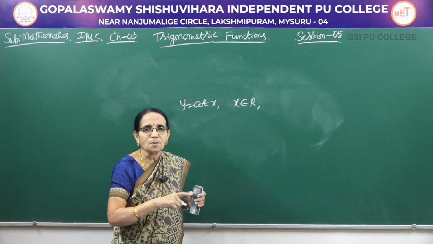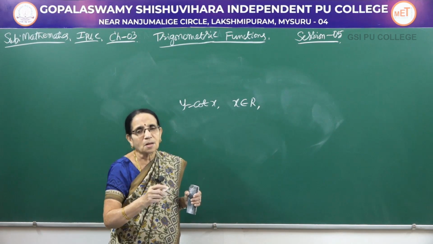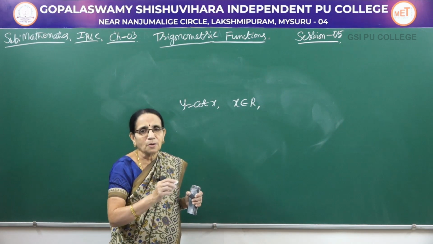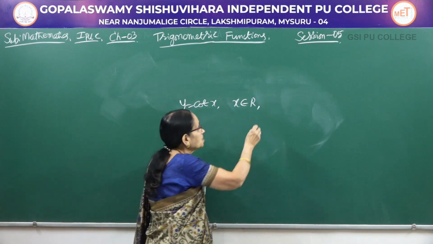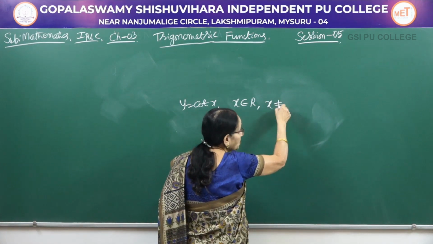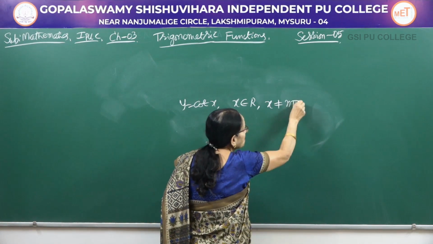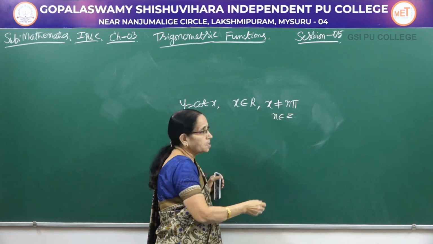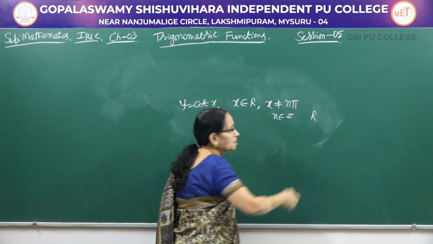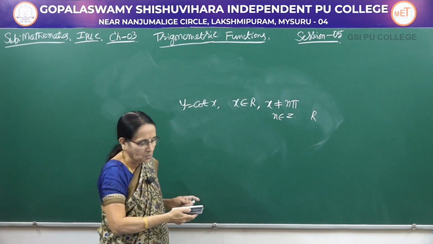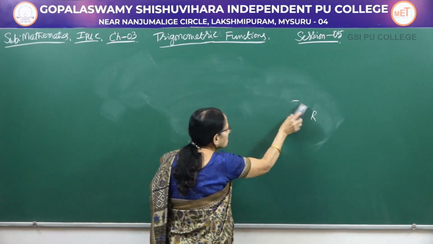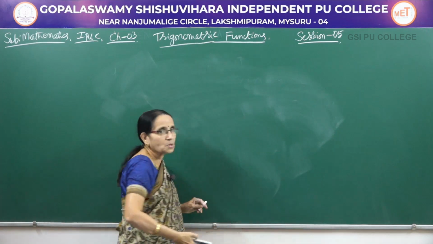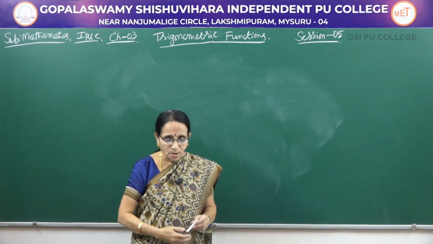Then tan 180 is also 0. Tan 360, that is pi, 2 pi, 3 pi, 4 pi, all of them would be 0. So just like for cosecant, we have to write x is not equal to n pi, where n is an integer, and of course x belongs to the set of real numbers. That becomes the domain of this one. So this is for information's sake, I am just telling all these things.